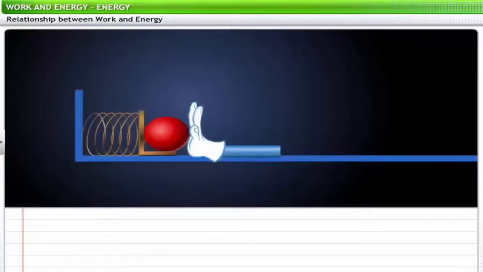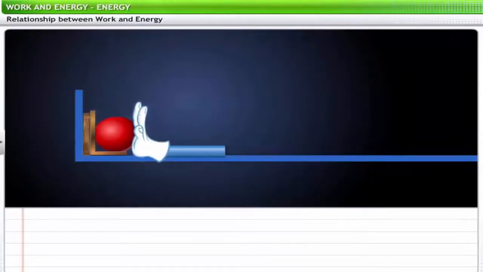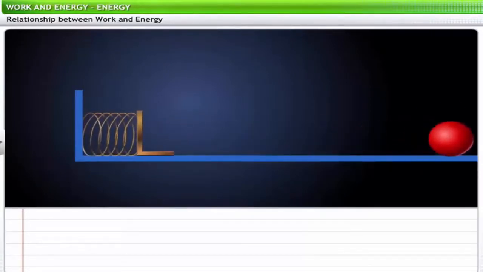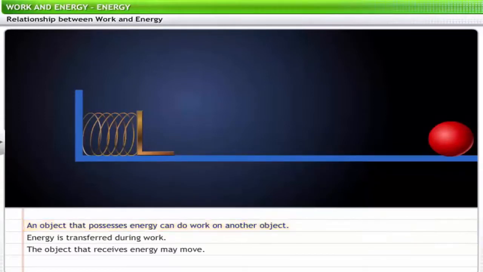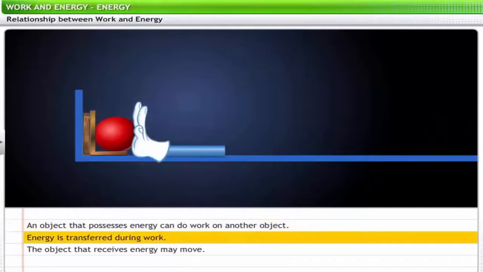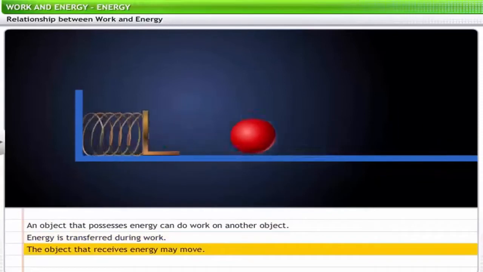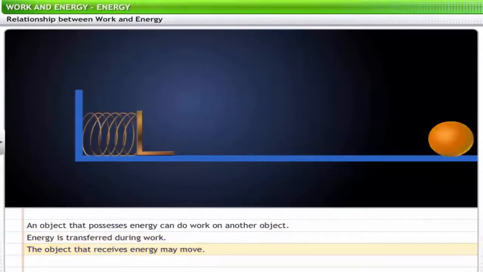Consider a spring and a ball. The spring is compressed and placed behind the ball. When the spring is released, it pushes the ball forward. The spring loses its energy and the ball gains energy. In other words, an object that possesses energy can do work on another object. When this happens, energy is transferred from the former to the latter. The second object may move as it receives energy.